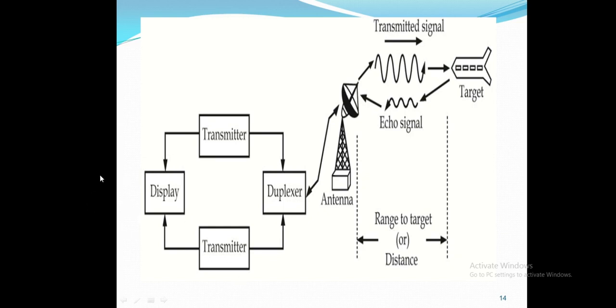It is designed to present the received information. Here we use different types of radar display: A scope display, B scope display, and plan position indicator displays. Here the definition of echo signal: the reflected electromagnetic signal from the target is called an echo signal.